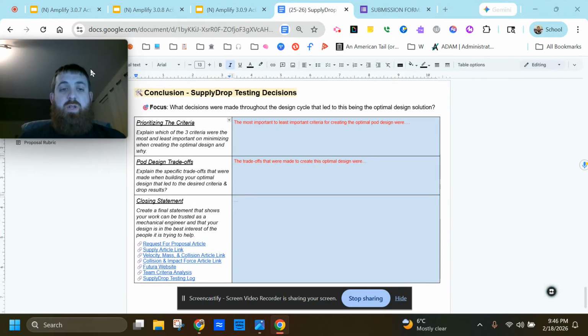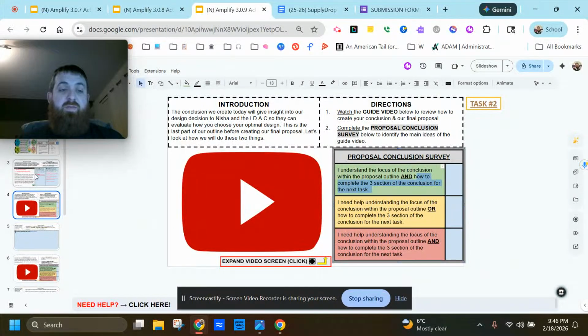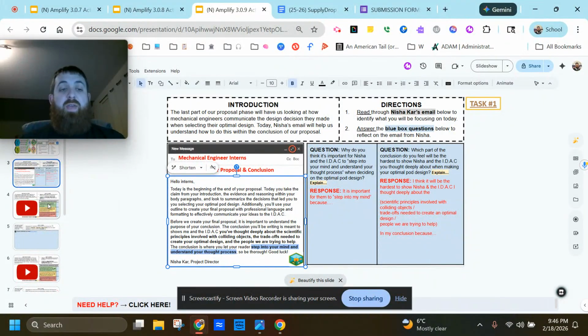When looking at your conclusion here, you'll notice at the very top the focus. What decisions were made throughout the design cycle that led to this being the optimal design solution? So notice we're looking at what decisions were made throughout this entire project. Decisions being not only the choices you made for how the pod was built, but the decisions behind them, the scientific decisions behind them, the weighing of the criteria, amongst many others. This is where, if we're looking back at our 309 activity, Nisha refers to this idea of stepping into your mind to understand your thought process. This is where that begins.